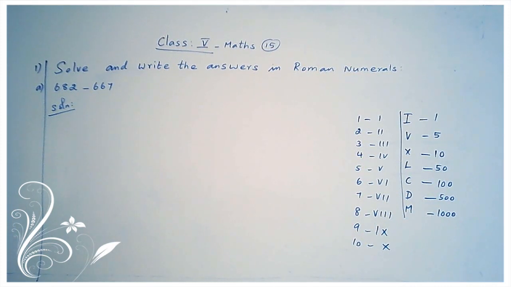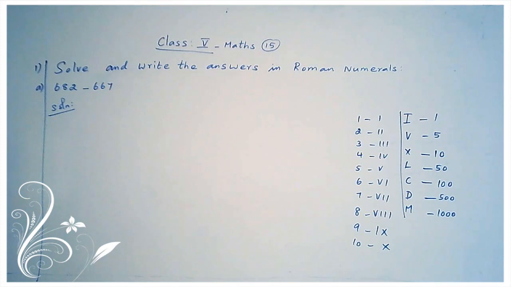Okay, the question is 682 minus 667. All of you listen. Now let us recall the Roman symbols. We already know that we have 7 basic symbols in Roman numerals: I, V, X, L, C, D, M. Here I stands for 1, V stands for 5, X stands for 10, L stands for 50, C stands for 100, D stands for 500 and M stands for 1000.